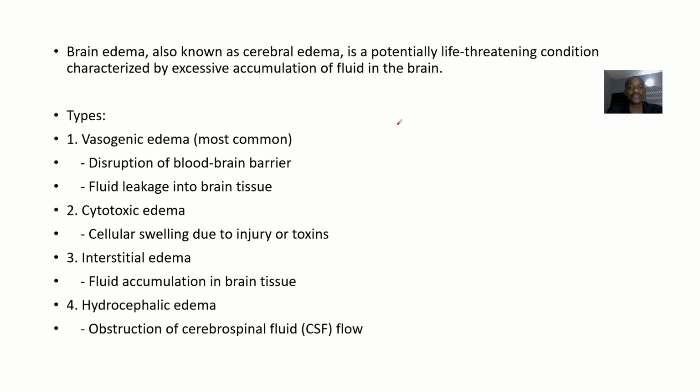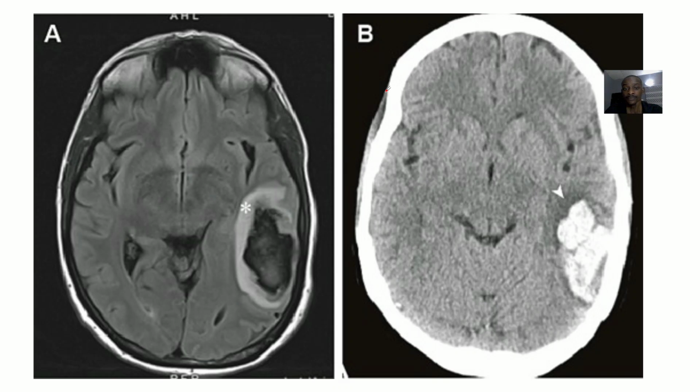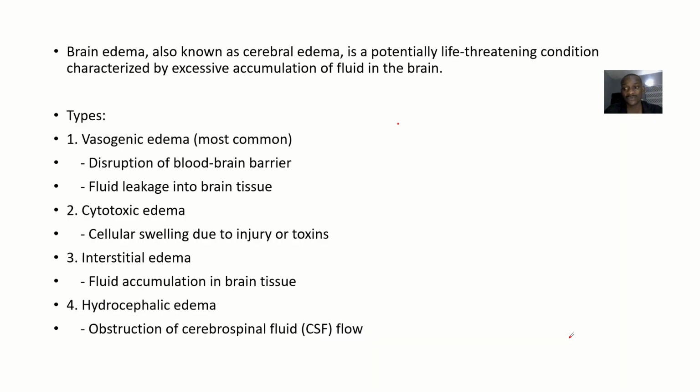All right. So for the definition, we say that brain edema is also known as cerebral edema. All right. So sometimes some lecturers will say cerebral edema. It still means the same thing. Okay. It's a potentially life threatening condition characterized by excessive accumulation of fluid in the brain. Now, looking at this image, can you see that it has a lot of whitish stuff here? That shows that there's fluid accumulation, right?